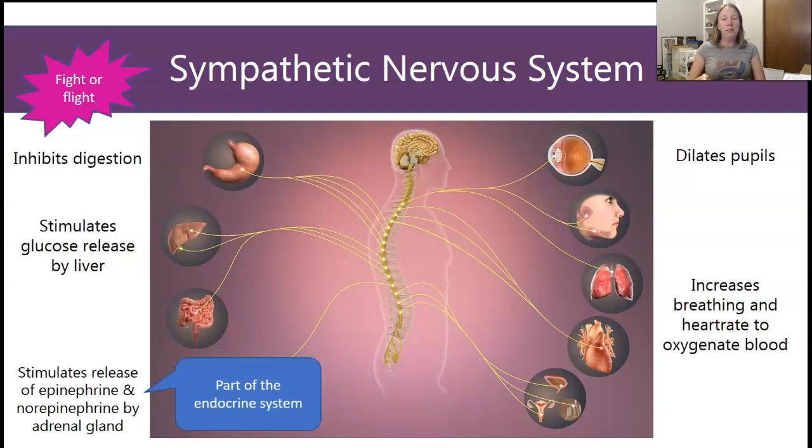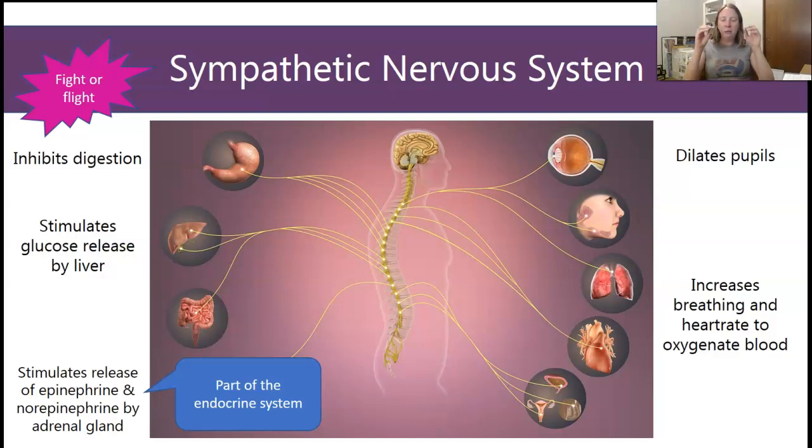So first of all, it inhibits digestion. If you're in that much danger, it is not important that your body break down your food in that moment. So that will stop, and that will conserve some energy to use in other ways. Your liver will start to release glucose to add fuel to this energy consumption. It is signaled by the endocrine system, which we'll talk about in another lecture, to release epinephrine and norepinephrine, or sometimes we refer to it as adrenaline, by the adrenal gland.